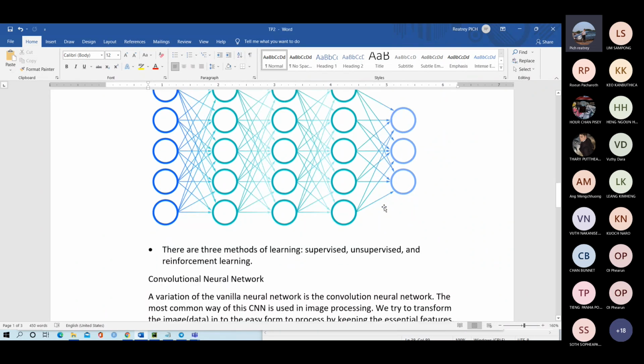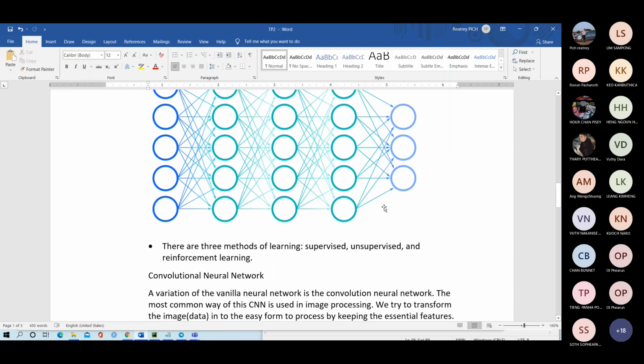There are three methods of learning, not just for neural networks. In general, machine learning algorithms have three methods of learning: supervised, unsupervised, and reinforcement learning. What does it mean? For supervised learning, when you try to build the model of your system, you already have the desired output. What does it mean in this case? I will explain in Khmer.